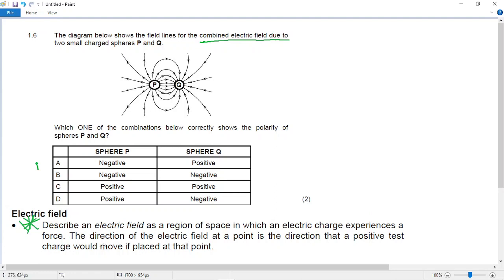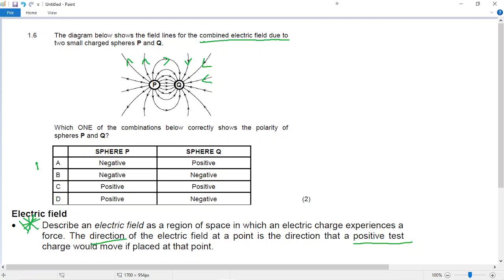The direction, remember it must have a direction, that's what all of these little arrows on this diagram are. They are showing you the direction of the electrical field. The direction of the electrical field at a point is the direction that a positive test charge would move if it is placed at that point.